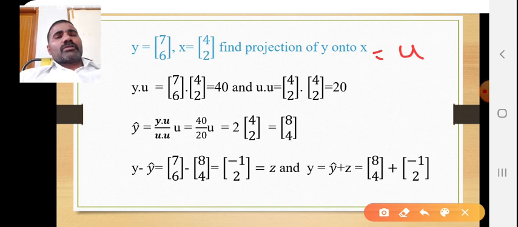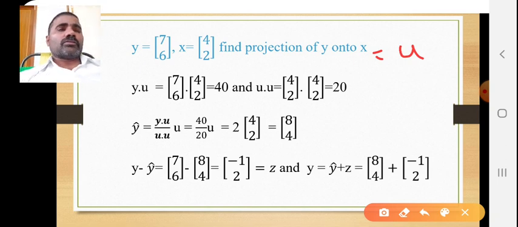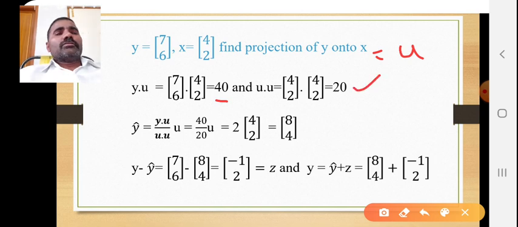Now the orthogonal projection y cap equals (y dot u by u dot u) times u. Therefore y dot u equals 7 times 4 plus 6 times 2, that is 28 plus 12, which is 40, and u dot u is (4, 2) dot (4, 2), 16 plus 4, 20. That's why y cap is (y dot u by u dot u) times u, that is 40 by 20 times u. 40 by 20 is 2, 2 times u is (4, 2) doubled, that's why (8, 4). This is the orthogonal projection of y onto x.